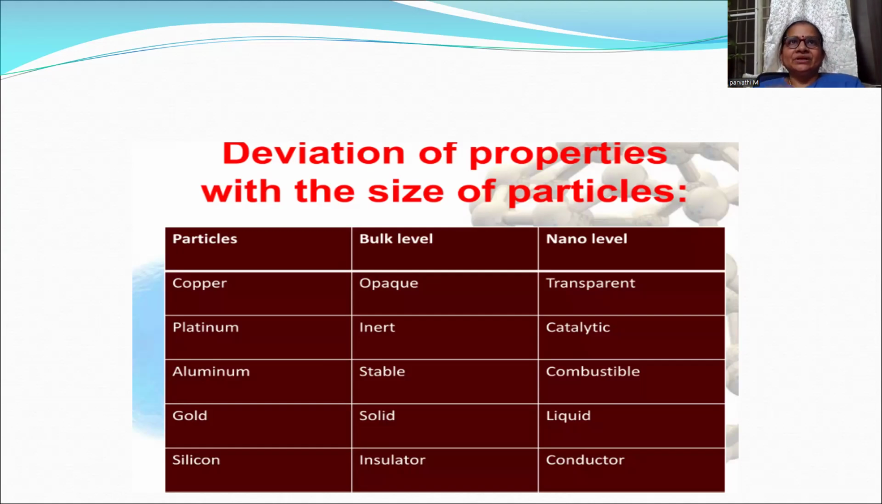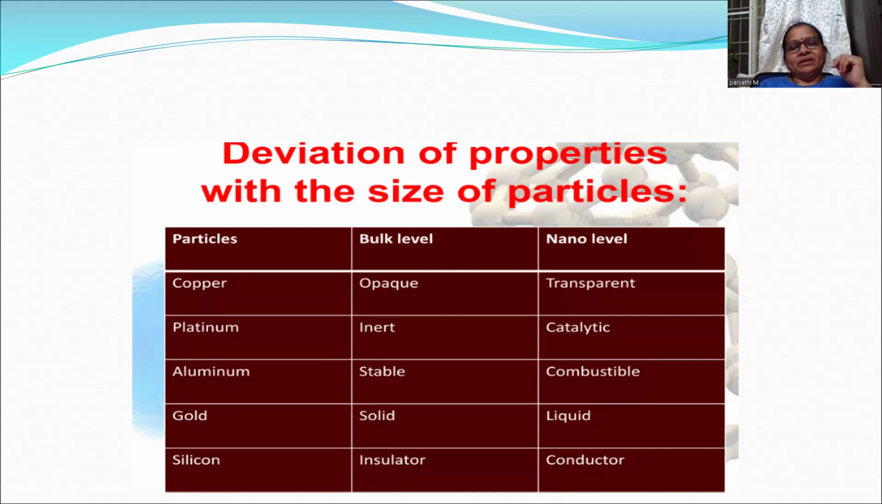Generally, a copper sheet will be used in medical applications or in preparation of semiconductor devices. A thin sheet of copper will be used for conductivity where required. Similarly, platinum at bulk level behaves like an inert material, whereas at nano level it behaves like a catalyst. How different, completely opposite behavior. And similarly, aluminum at bulk level is stable, but at nano level it is combustible.